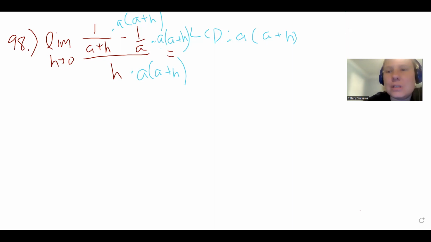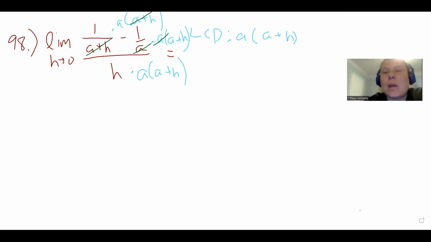If you will notice in this first fraction, you see how it's got an a plus h in the denominator and a plus h now that I'm multiplying by? Those two are going to cancel out. Here I have an a and an a. Those two are going to cancel out. And then on the denominator of this complex fraction, I have an h. Remember that h was over 1. Nothing's going to cancel out here, and that's okay.